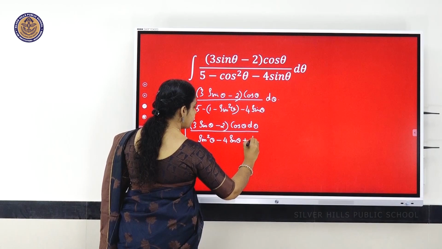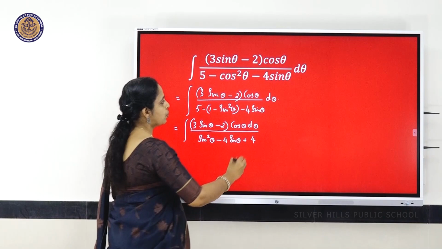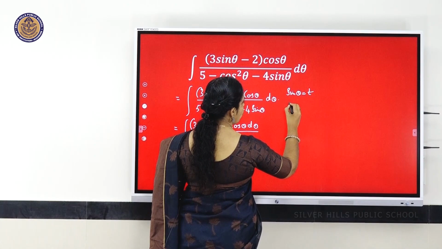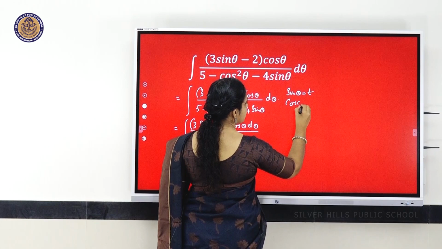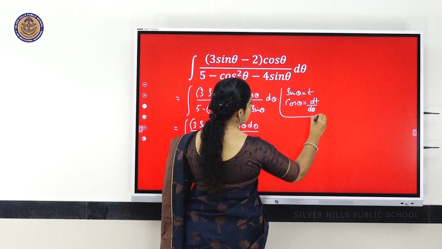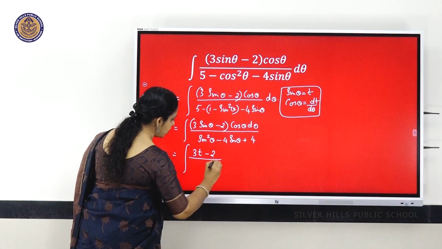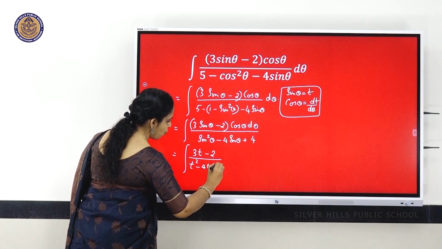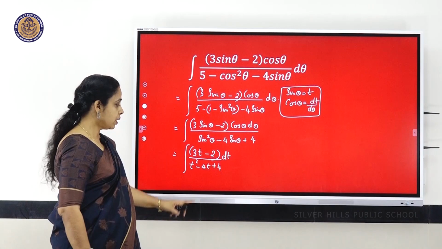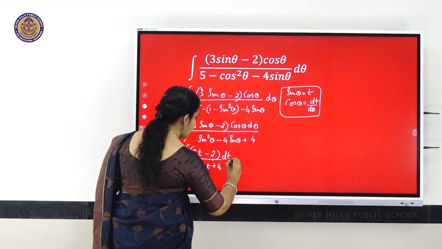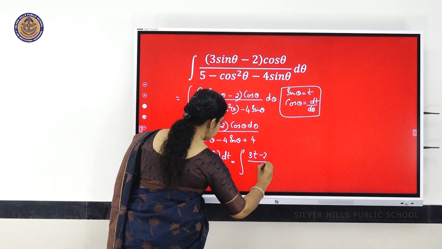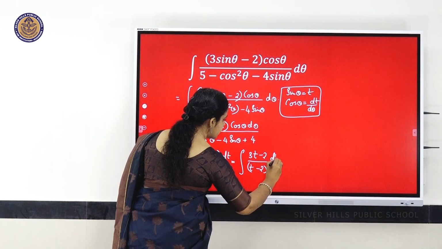Now, let us give sin theta equal to t. So, differentiating with respect to theta, cos theta will be equal to dt by d theta, or cos theta d theta can be written as dt, equal to integral (3t minus 2) divided by (t square minus 4t plus 4) into dt. The denominator we can write as (t minus 2) whole square, equal to integral (3t minus 2) divided by (t minus 2) whole square dt. Now it became the form of partial fraction.